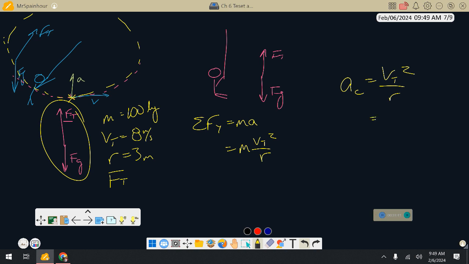What should the units be of acceleration, by the way? Meters per second squared. It shouldn't change. I don't think I did this the other day, but just to show you, this is meters squared over second squared, because that's squared, over meters. And yeah, it cancels out correctly. It still is meters per second squared. Humor me, what is acceleration centripetal in this case? 2,133.